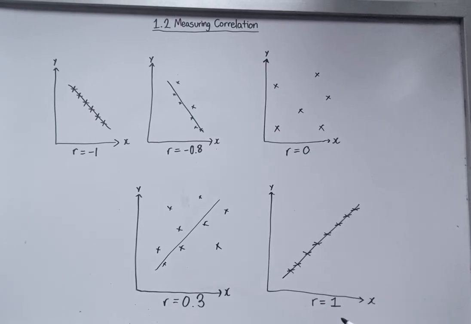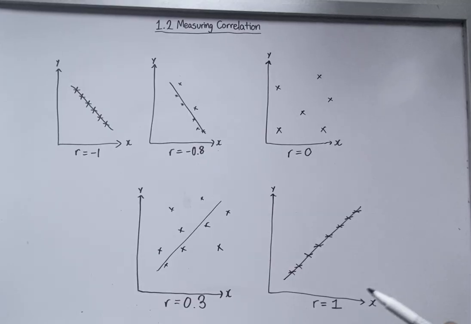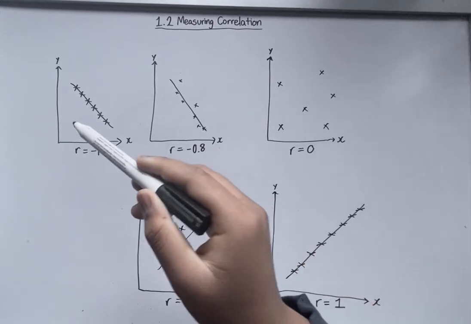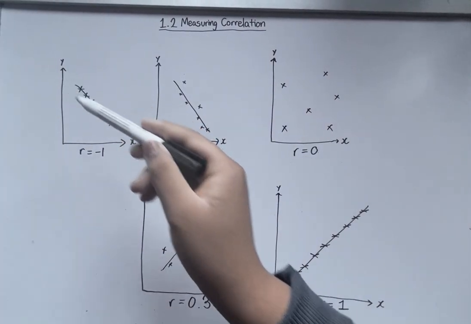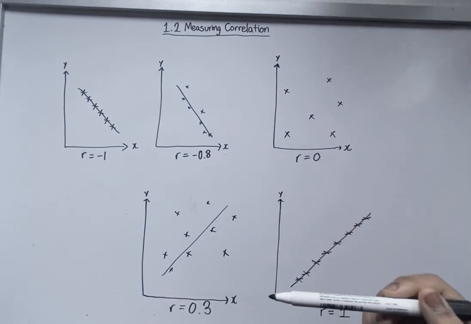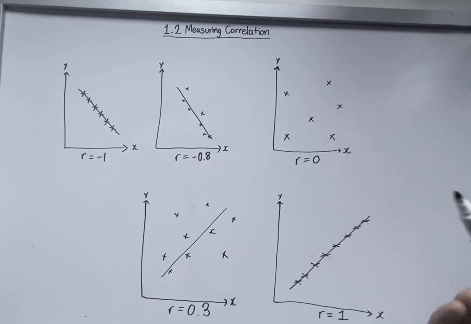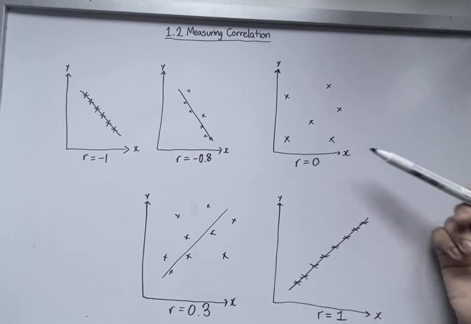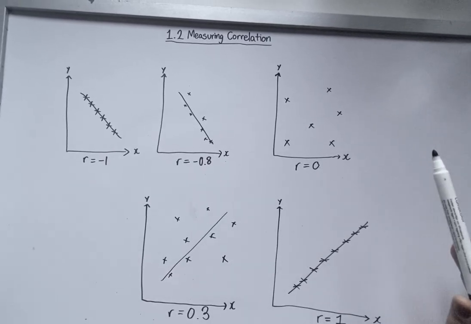If R is equal to 1, then there is a perfect positive linear correlation. If R is equal to -1, then there's a perfect negative linear correlation. The closer R is to -1 or 1, the stronger the negative or positive correlation, respectively. If R is 0 or close to 0, then there is no linear correlation.